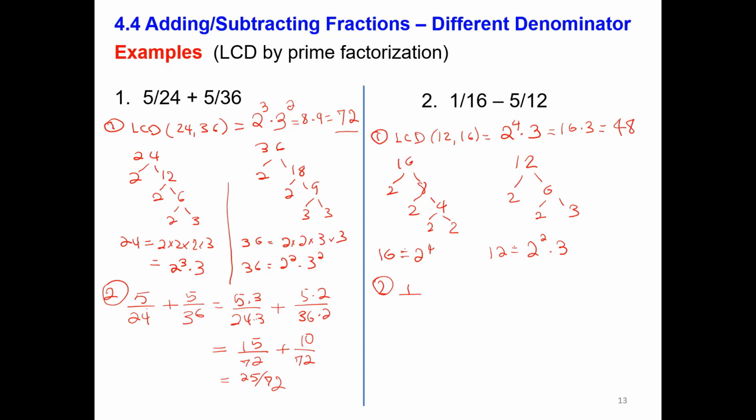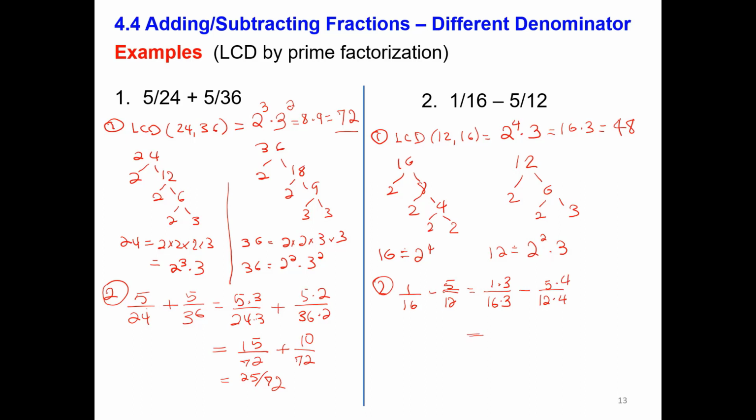1 over 16 minus 5 over 12. We want equivalent fractions with 48 as the denominator. To do that, we need to multiply by 3 in this case, and if we multiply on bottom, we have to multiply on top. Now we need equivalent fractions with 48 as the denominator, so we multiply by 4 and we multiply by 4.